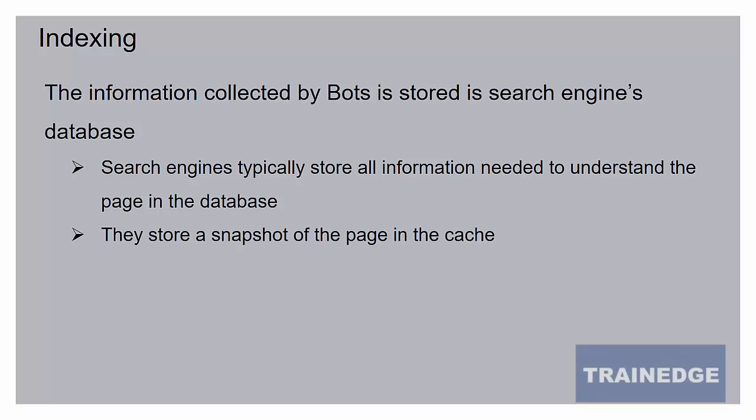The search engines store a snapshot of the page in the cache. It's a snapshot because it has the information at the point of time when the crawler or the bot crawled the page. If the page has changed since then and Google has not reindexed the page or recrawled the page, then Google's information will be out of date.